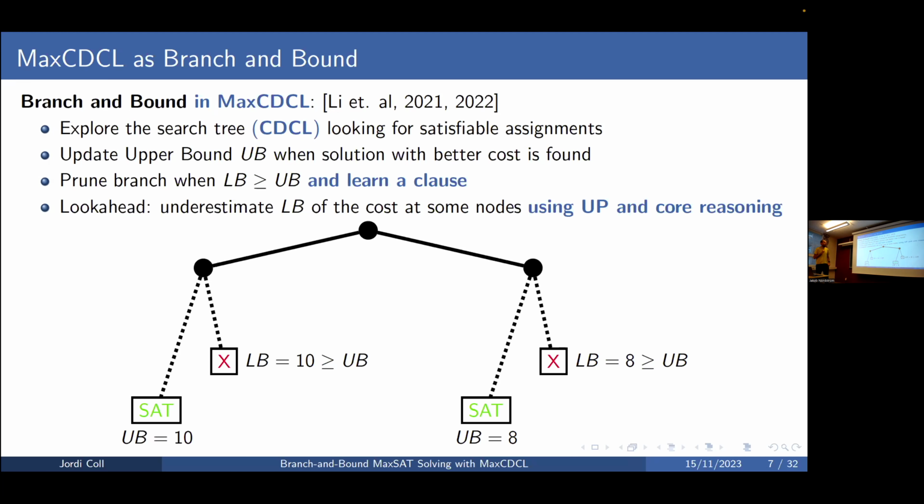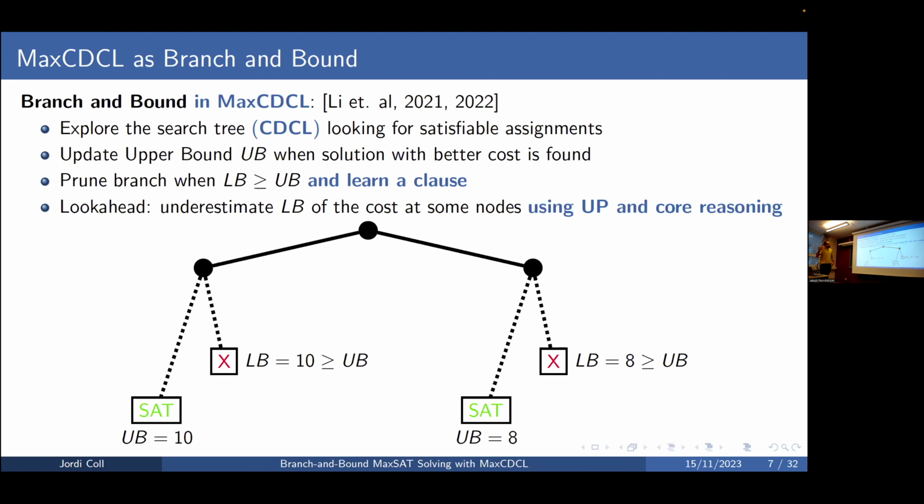So related to this, in MaxCDCL, this exploration of the search tree is done with CDCL. Okay? So we have clause learning for the hard clauses, but we will also have clause learning when we learn about a branch because the lower bound is greater or equal than the upper bound. We will also incorporate clause learning into this. Okay? And also into lookahead. If this pruning is because of lookahead, we still will be using clause learning to explain this.